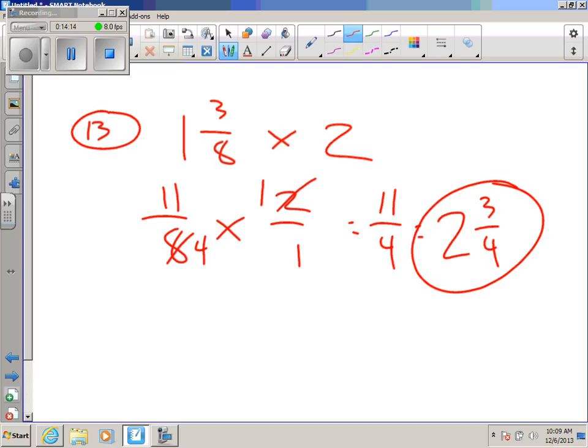Oh, here? I had a 2 and an 8. They're both even, so I can divide them both by 2. 2 divided by 2 is 1. 8 divided by 2 is 4. Okay? That's where I get it.